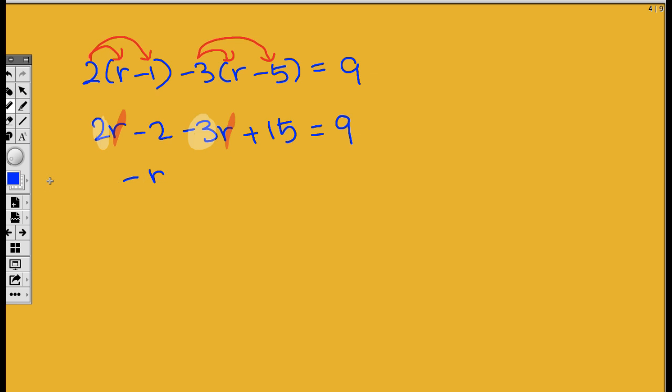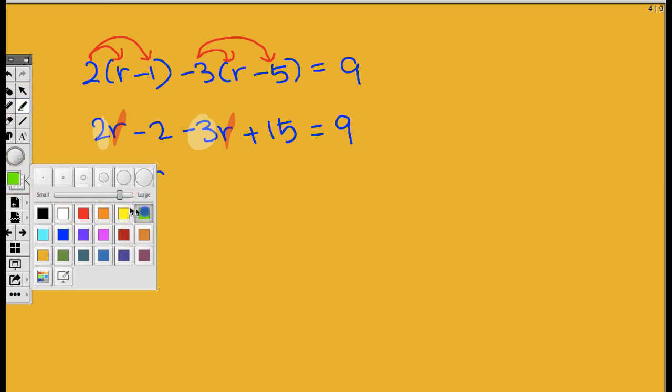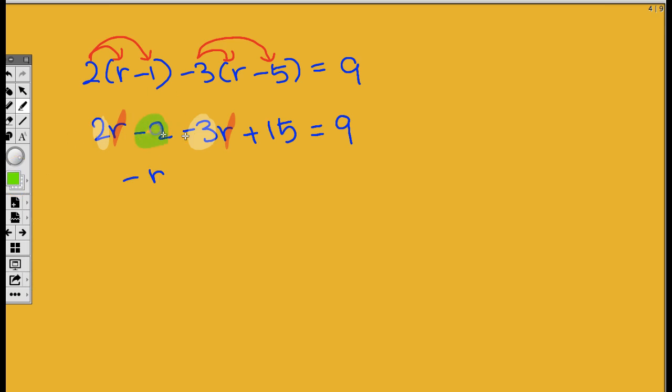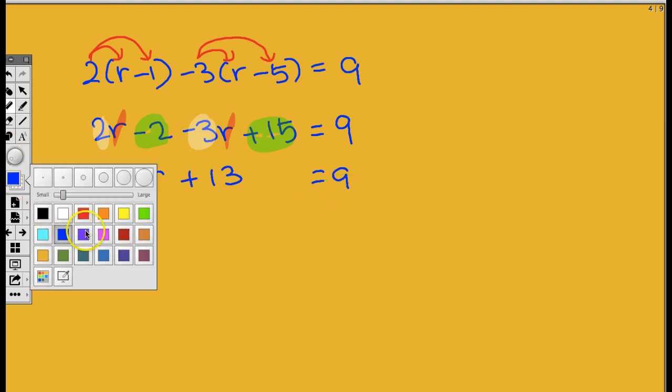Okay? So now I'm looking at all the regular numbers. Okay? And then I see a negative 2. I see a positive 15. Okay? So what's 15 minus 2? Yeah, so that's positive 13. And that equals 9. Okay, there you go. So now I got to leave the r by itself. Right?